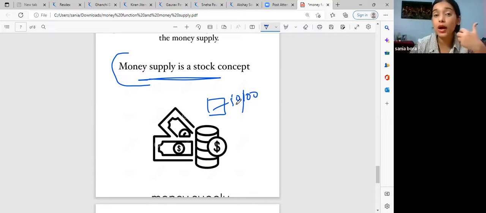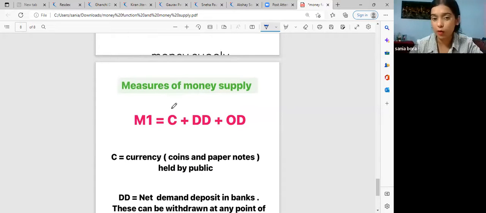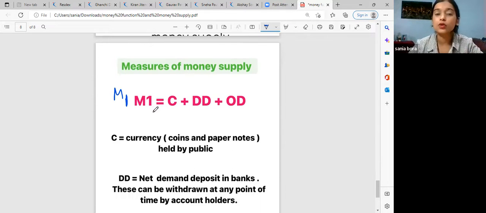So if I ask you what formula you are going to use to calculate money supply, you are going to use this formula. Basically, this is M1. You have to write it like this: M and 1, not like this. There are different measures: M1, M2, M3, M4, and M5. But in your CBSE syllabus, we are going to study M1 only. So this is the formula.